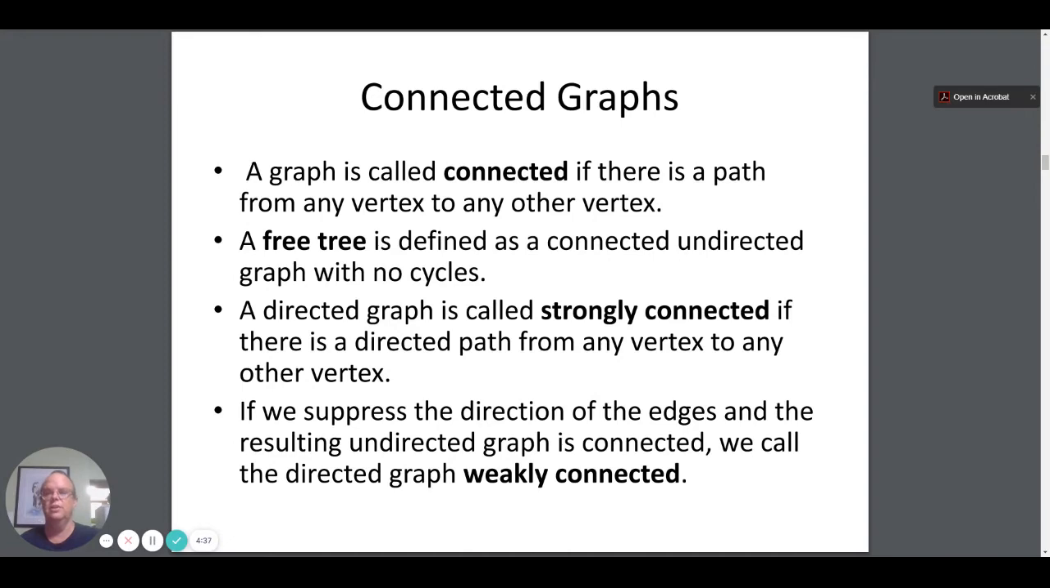A graph is connected if there's a path from any vertex to any other vertex, and a free tree is defined as a connected undirected graph that doesn't have any cycles in it. A directed graph is called strongly connected if there's a directed path from any vertex to any other vertex, and if we imagine that the graph is no longer directed, and the resulting undirected graph is connected, then we call that directed graph weakly connected.